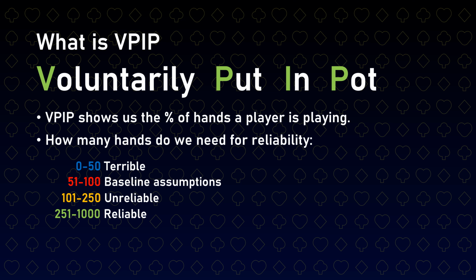Looking at 251 to 1000 hands now. Here we can really start trusting the stats. Playing up to 1000 hands with a player can be more than 10 hours playing together. This is where we can rely on VPIP quite heavily to adjust our play as required. Finally, 1000 plus hands. Here we have a very reliable sample size where we can use the value given for VPIP for exploits, if we can find any.